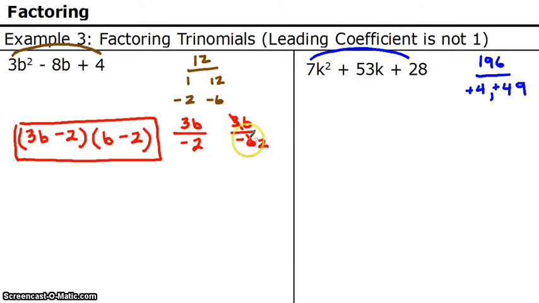Remember, still not straight into the parentheses. We need to make our fraction, so 7k divided by 4 and 7k divided by 49.